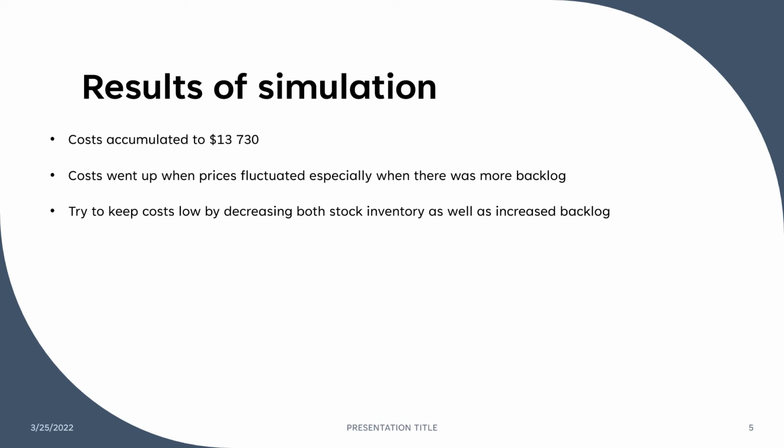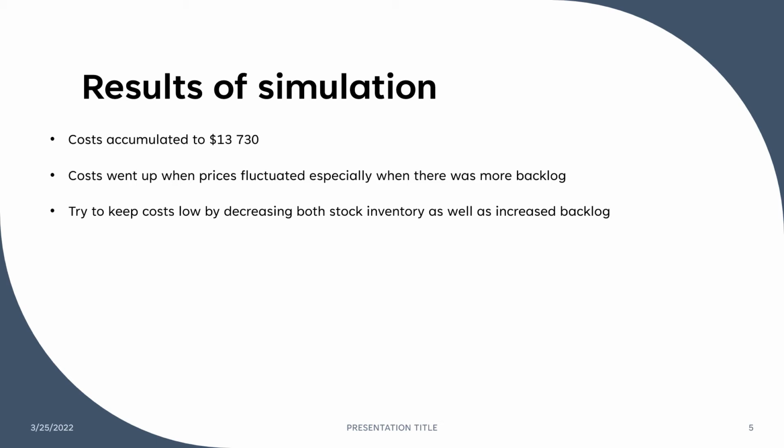So this is coming from the manufacturer, the supplier, everybody, all four places. Once we saw how much money we were paying to each place after the 50 weeks, we saw the cost had accumulated to 13,730. Cost went up when prices fluctuated, especially when there was more backlog.